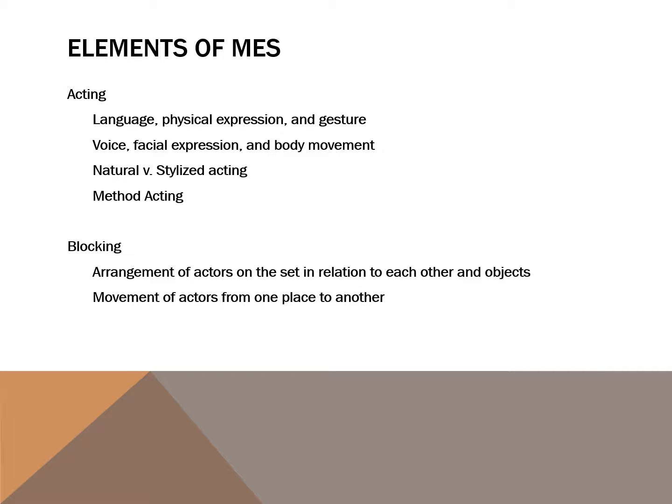Other elements of mise-en-scene include acting and blocking. For acting, you're concerned with the actors' voices. How are they speaking? Their facial expressions and body movement. Again, you can look at natural versus stylized. And blocking, that's how the actors move from one place to another. It's the arrangement of actors on the set in relation to each other and objects. That can have a lot of impact on interpretation of a film. Is the actor foregrounded? Are they always with a particular object? Things like that.